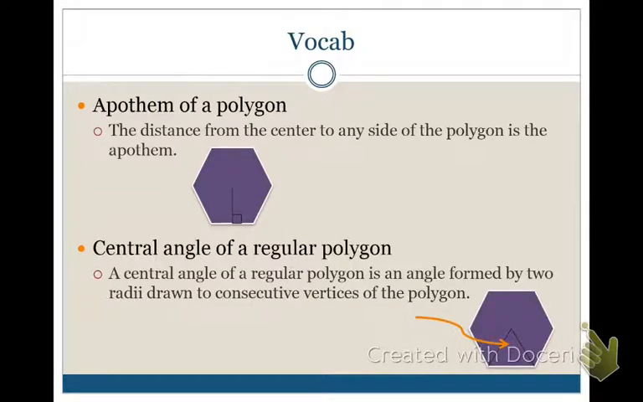Apothem of a polygon. The apothem, I pronounce it apothem. The apothem of a polygon is the distance from the center to the side, right? That's the apothem. The central angle of a regular polygon is, it's kind of hard to see, but the central angle is if you draw two radii, right? Two consecutive radii, then it forms this triangle here. The angle here, that is your central angle of a regular polygon.